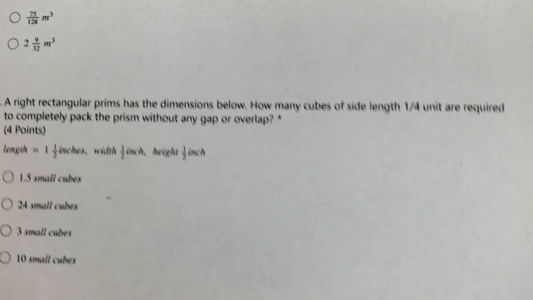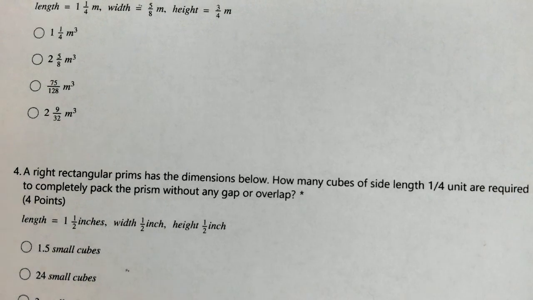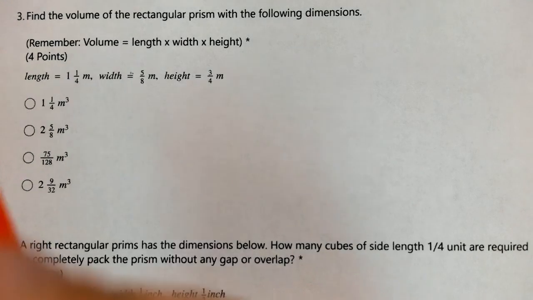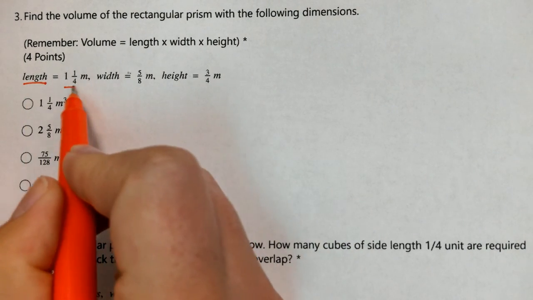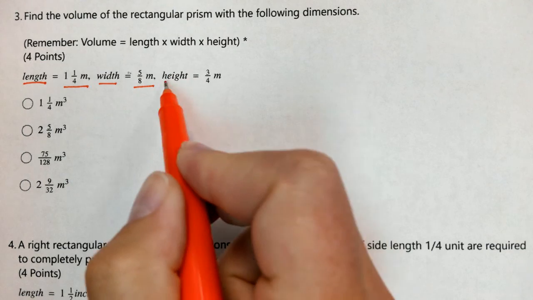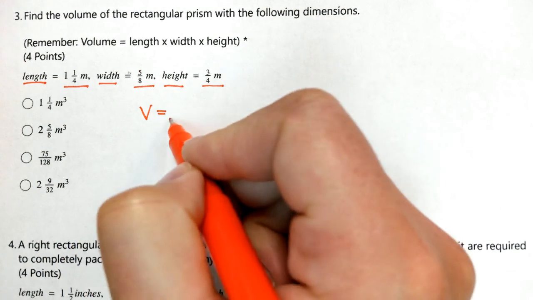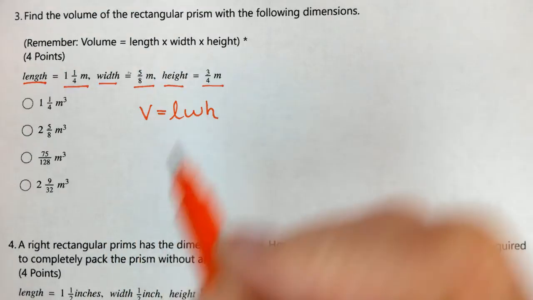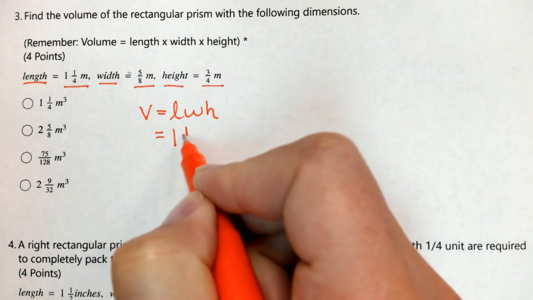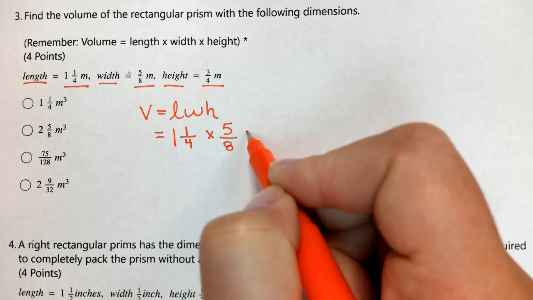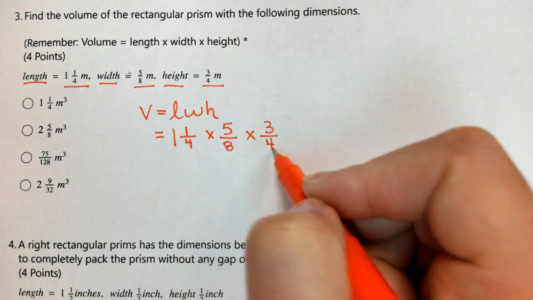The next 3 examples, we have one more volume example, and then we'll get into the unit cubes. So for this example, again, we're going to do volume equals length times width times height. My length is 1 1/4 meters, width 5/8 meters, height 3/4 of a meter. So again, volume equals length times width times height. So my length is 1 1/4 times my width, which is 5 over 8, and my height 3 over 4.